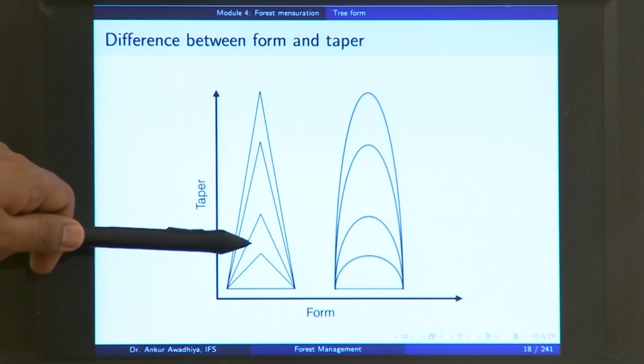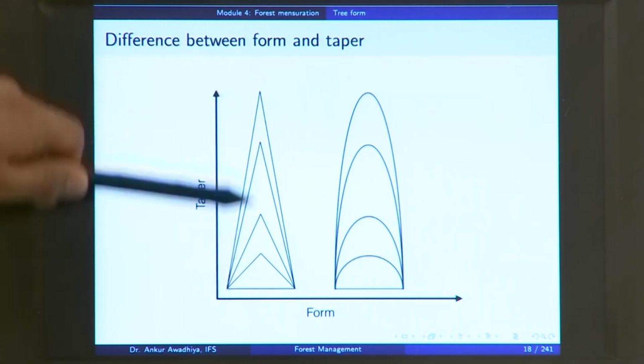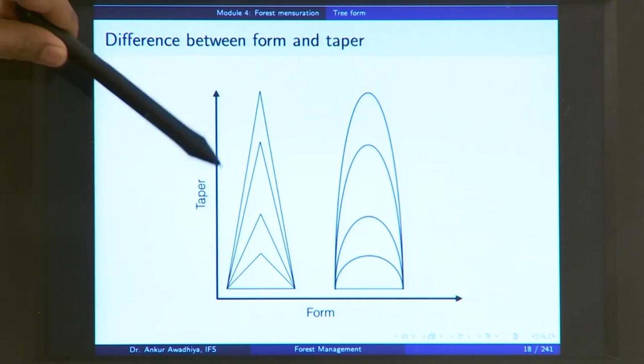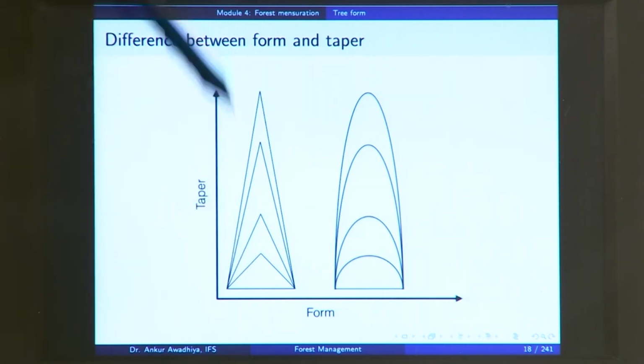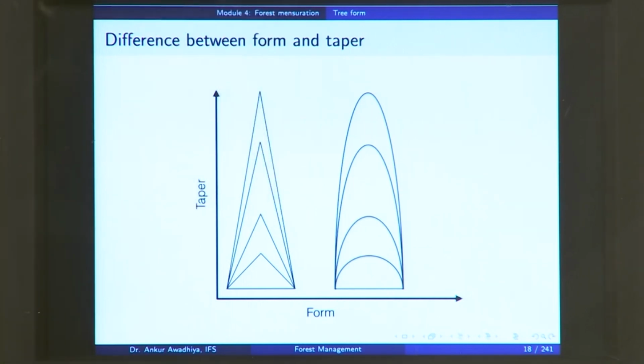So, here the taper in this solid is much greater than the taper in this solid, and if we continue it till infinity, then this will roughly resemble a cylinder in place of a cone. Now, the next question is, how do we explain these forms?